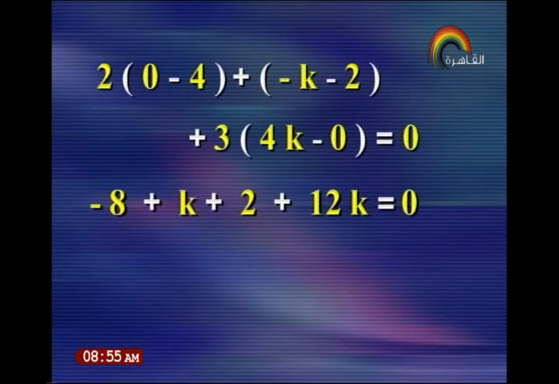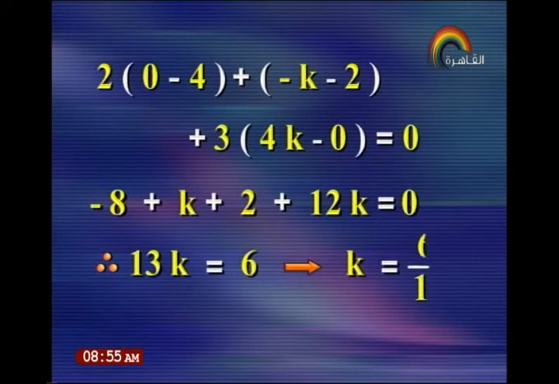Then we find the value of k by using like terms. Then 13k equals 6, k equals 6 over 13. This is the value of k if A is a singular matrix.